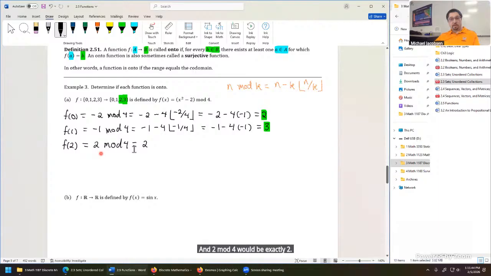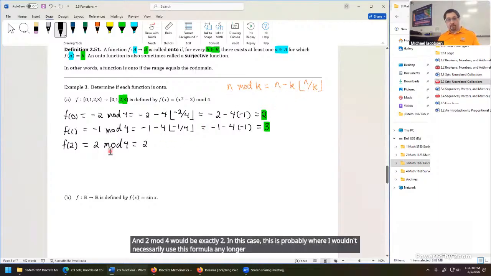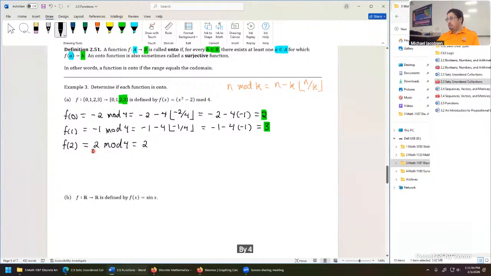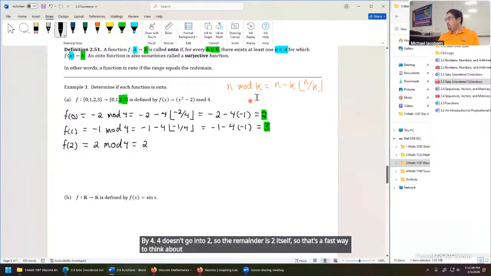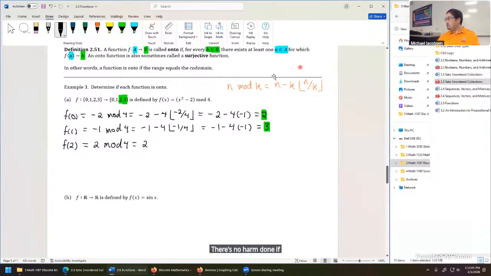In this case, this is probably where I wouldn't necessarily use this formula any longer. I would revert to the interpretation that modulus is the remainder upon division by 4. 4 doesn't go into 2, so the remainder is 2 itself. So that's a fast way to think about it. There's no harm done if you ran it through this definition here. You'll get the same exact value.